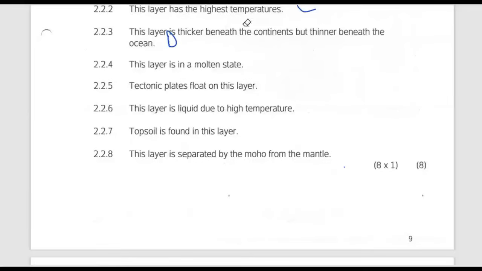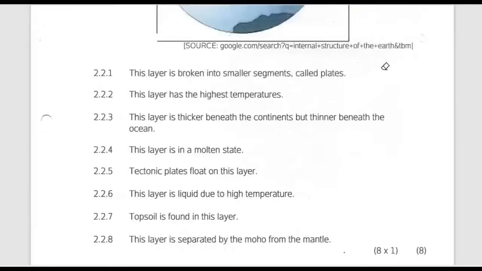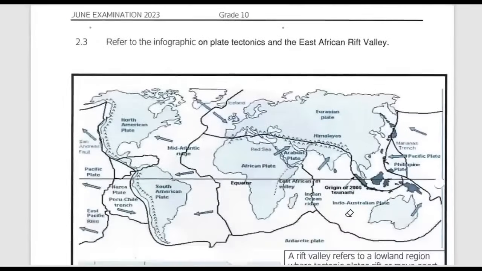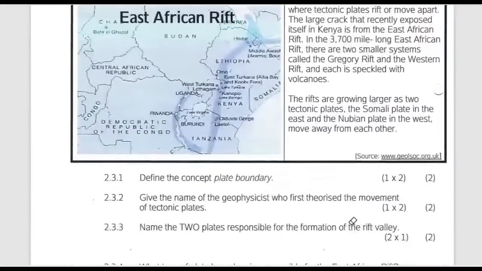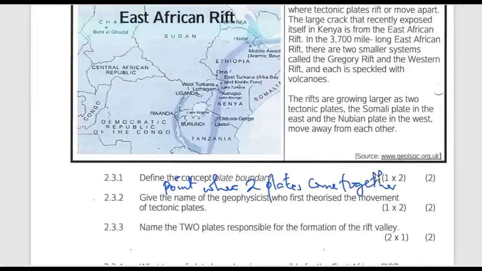We move on to the following question as we go through our discussion. We have question number 2.3, which is basically based on plate tectonics and the East African Rift Valley. Give the concept plate boundary. The question is asking us what a plate boundary is. So in simple geographic terms, you can say it's a point where two plates come together. Two plates come together. That is basically the concept of a plate boundary.